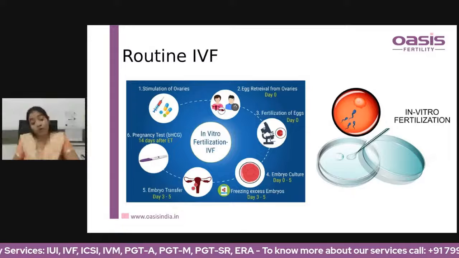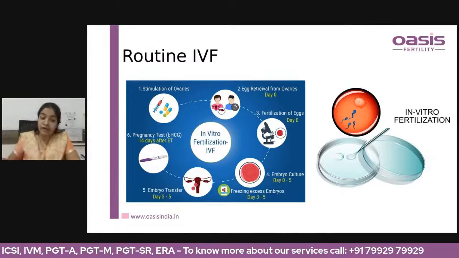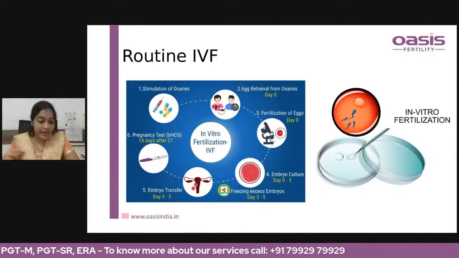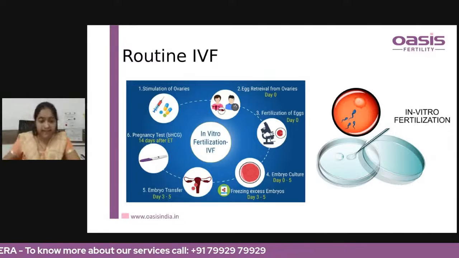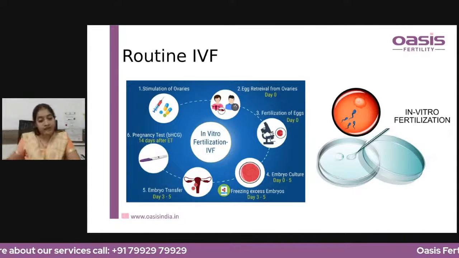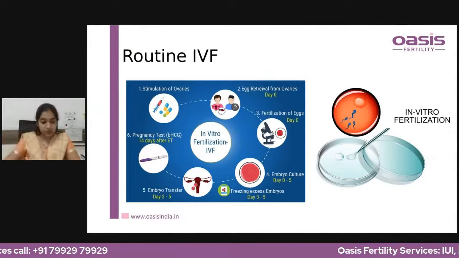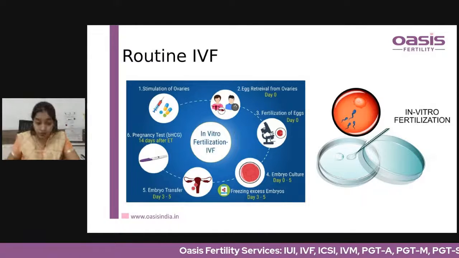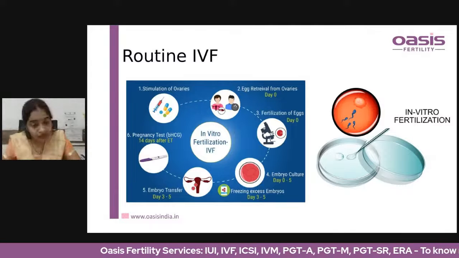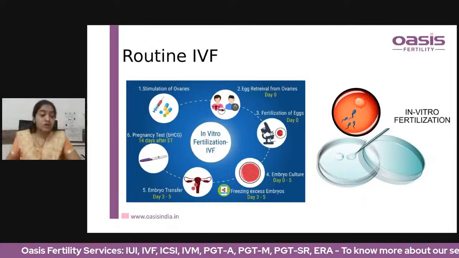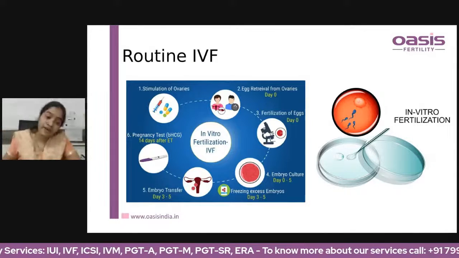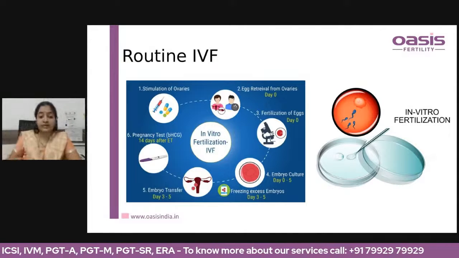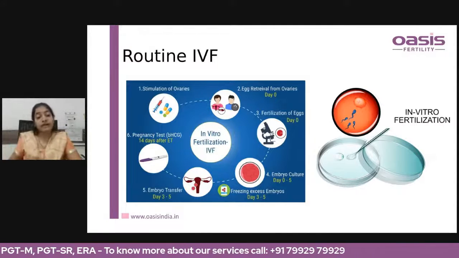Actually the ovary produces 1 egg in 1 month or 1 cycle. But to have this many eggs in 1 cycle, we need to give gonadotropins. What are these gonadotropins? These are artificial hormones. These hormones stimulate the ovary to produce more and more eggs. This is called controlled ovarian hyperstimulation. It is under control because we are monitoring it through ultrasound.